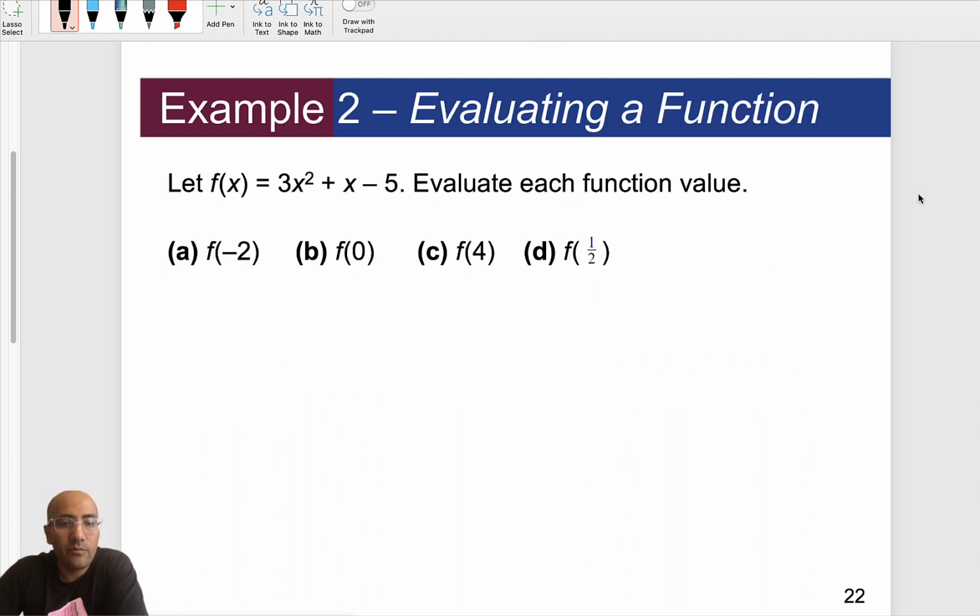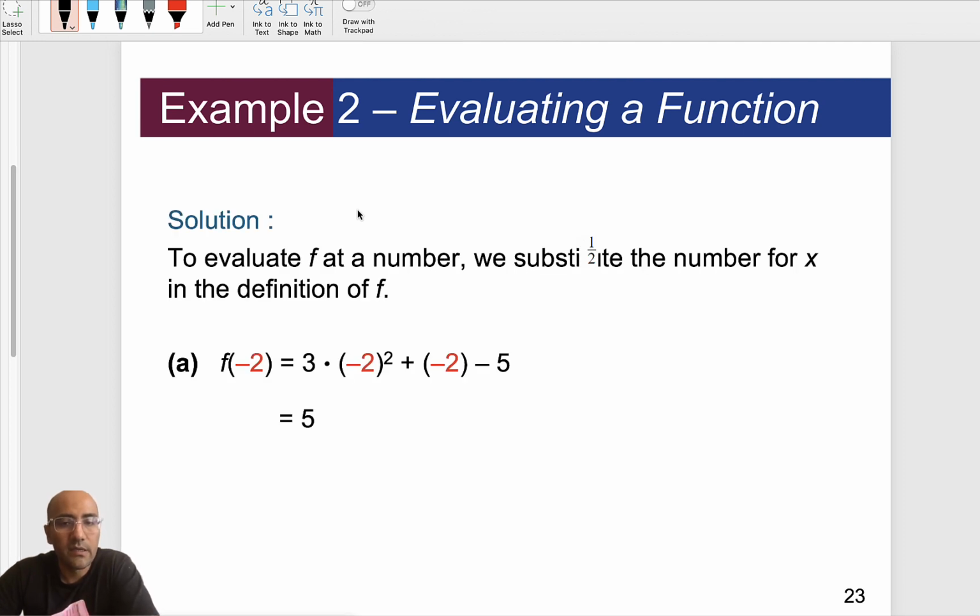So here's an example. We have the same equation, f of x equals 3x squared plus x minus 5. So if we want to find f of negative 2, we just have to replace all those input values with a negative 2. Or if we want to find f of 0, all we have to do is replace those input values with a 0, and so on and so forth. So these are pretty easy. So let's jump to the answer.